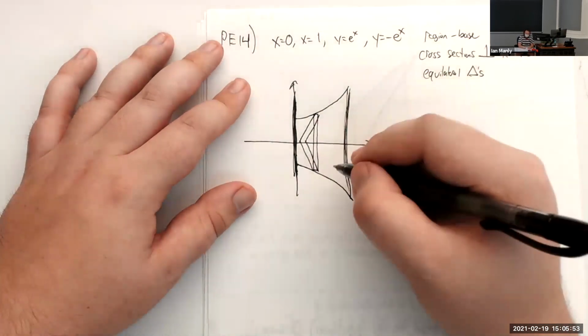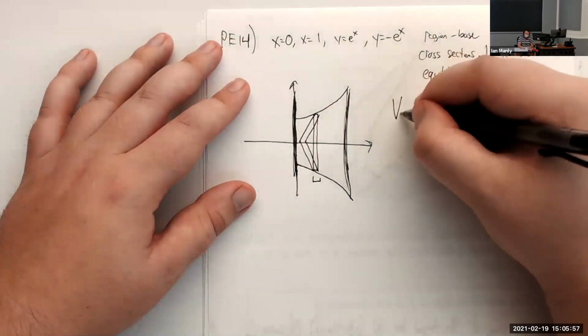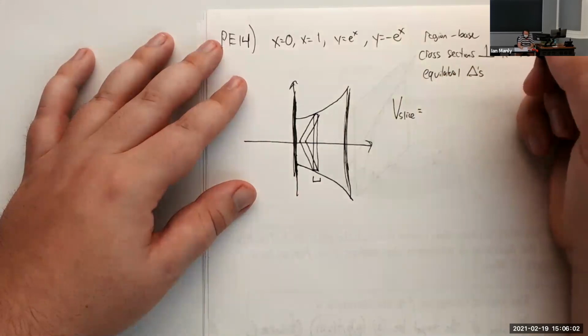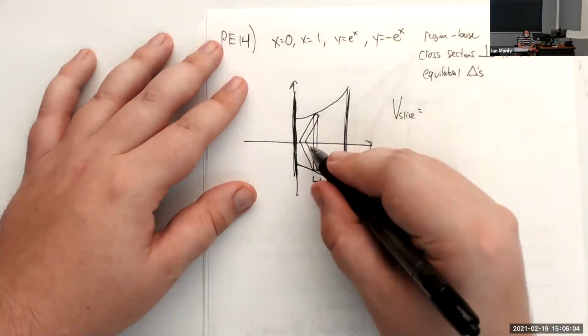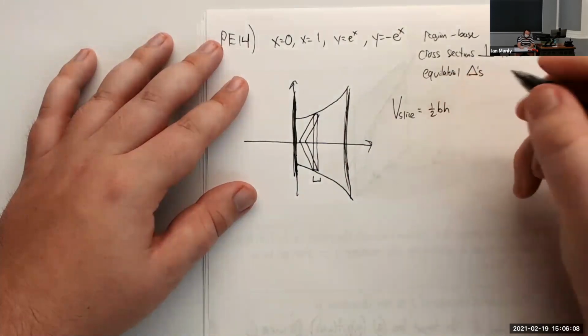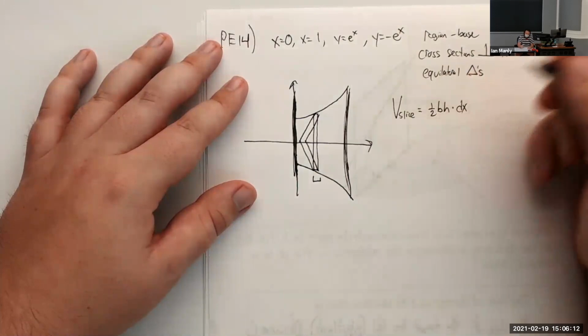Now we need to find out what the volume of this shape is going to be. As always, the way we're going to do that is we're going to figure out the volume of a slice and then add them all up. So the volume of one slice is how thick it is times the area of a triangle. So we have 1/2 base times height, times dx.